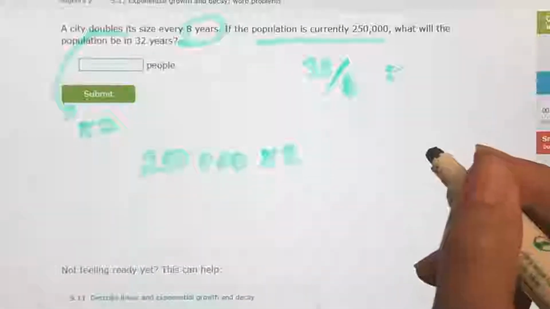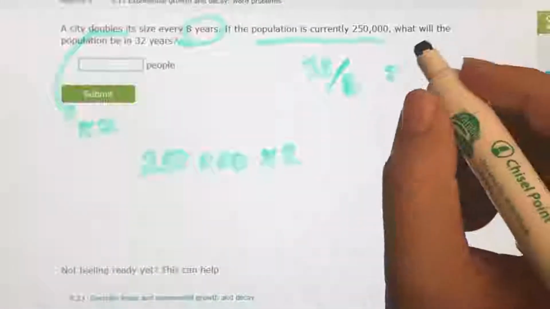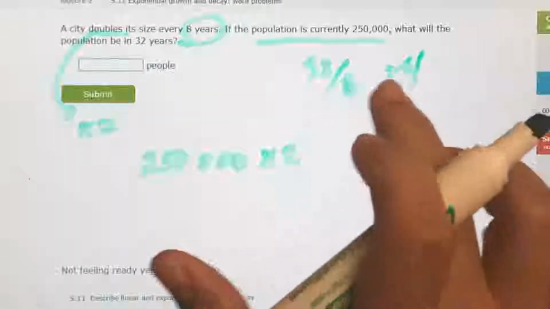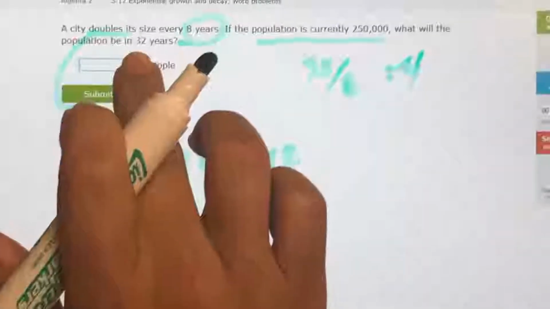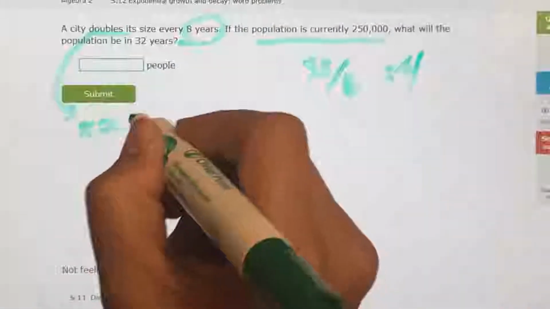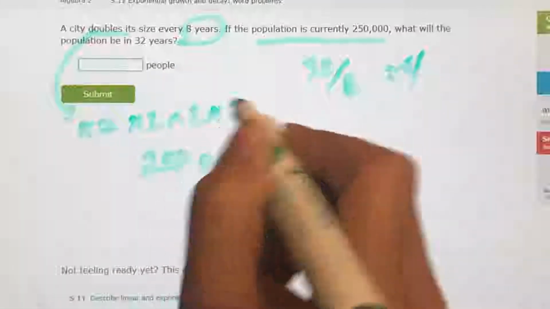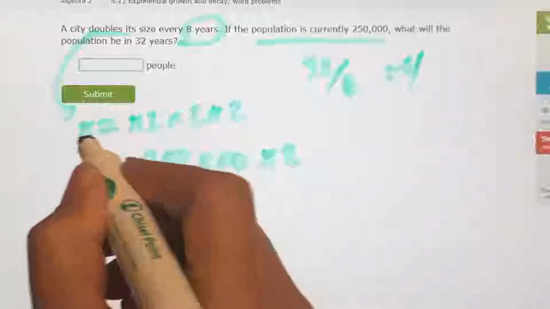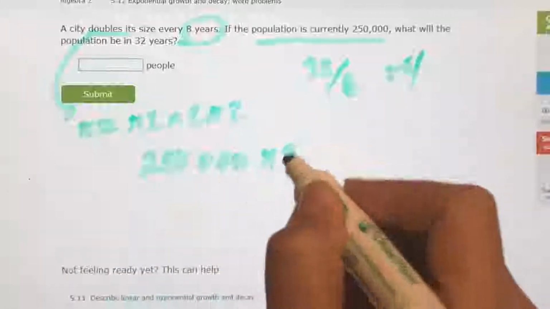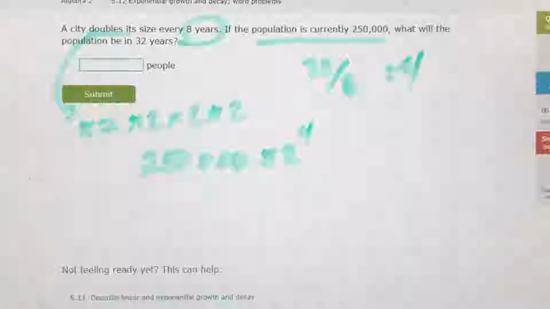So you just do 32 divided by 8, and that's going to give me 4. So there are going to be 8 years in 32 years. That means I'm going to double it 4 times. So instead of writing doubling it 4 times, I can do that in exponents and say 2 is the base, and how many 2's do I have? 4.